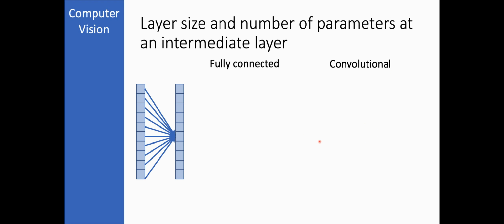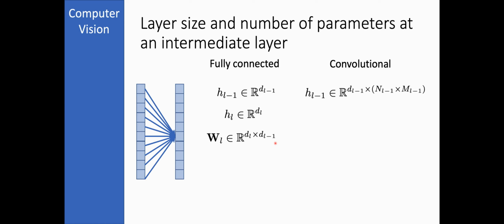So let's look at the layer size and number of parameters. We looked at it from the input to a first hidden layer. Let's look at what happens in the intermediate layers. So we're now connecting a hidden layer L-1 to a hidden layer L. In L-1, I have D sub L-1 dimensions. And in the next layer, I have D sub L neurons. So the layer is D sub L dimensional. The weight matrix that connects them is therefore D sub L times D sub L-1 dimensional.